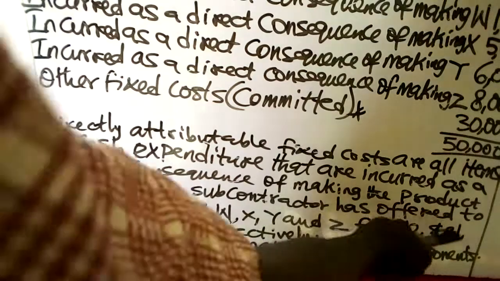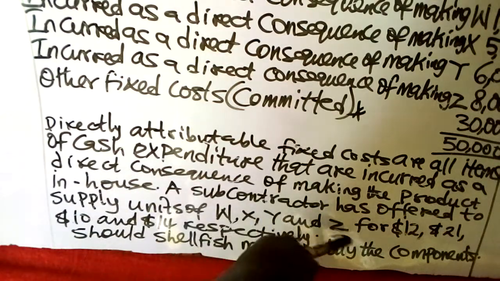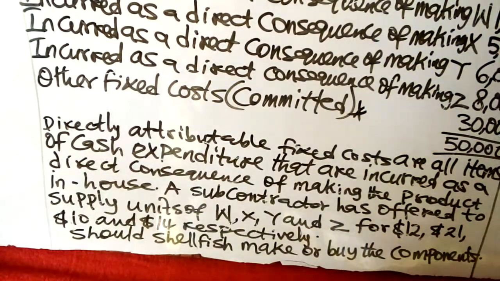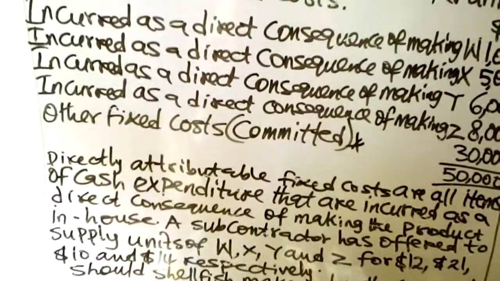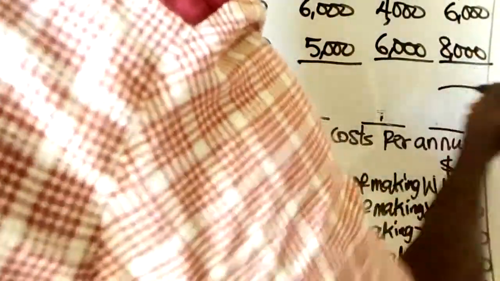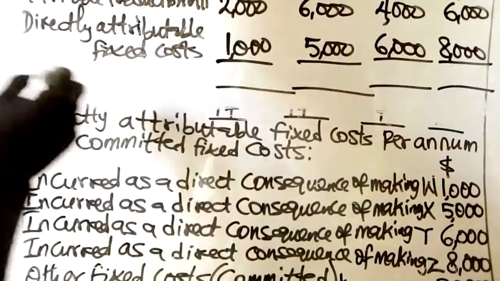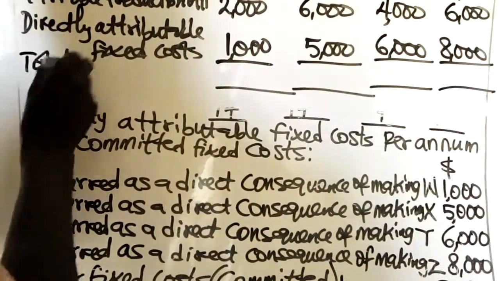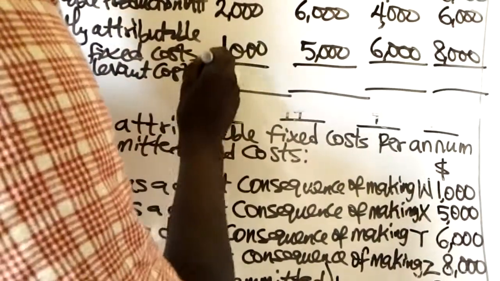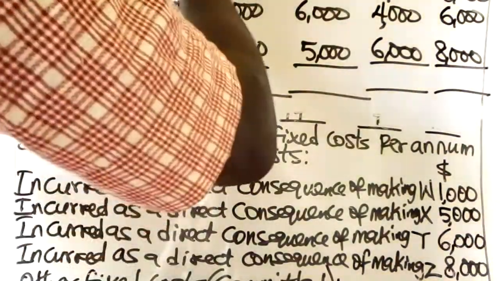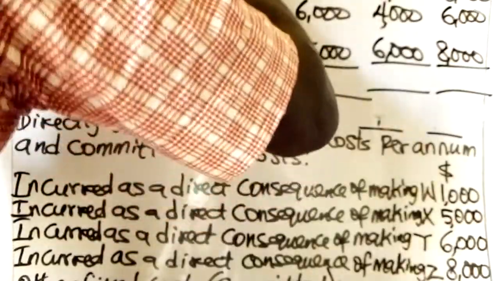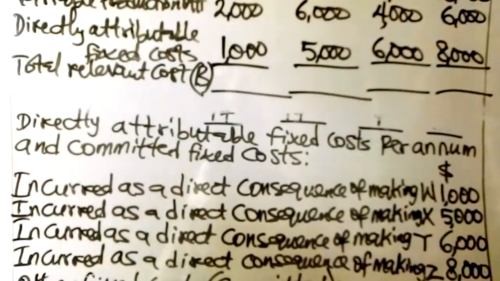A subcontractor has offered to supply units of W, X, Y, and Z for $12, $21, $10, and $14 respectively. Should Shellfish make or buy the product? So now, these are the relevant costs. What is the total relevant cost of making the product? Let's have that as B. And let's have the supplier quotation as A. The relevant cost of making is B.